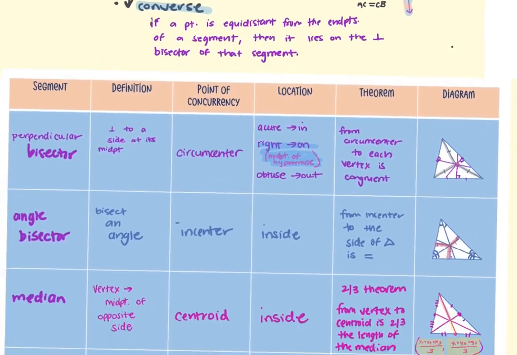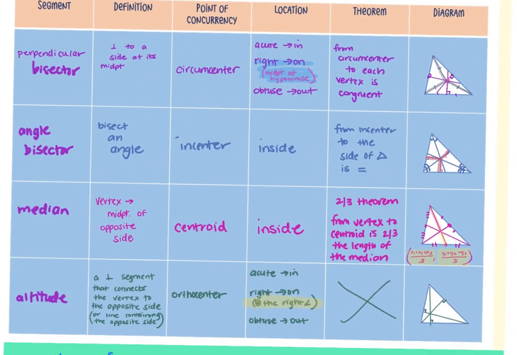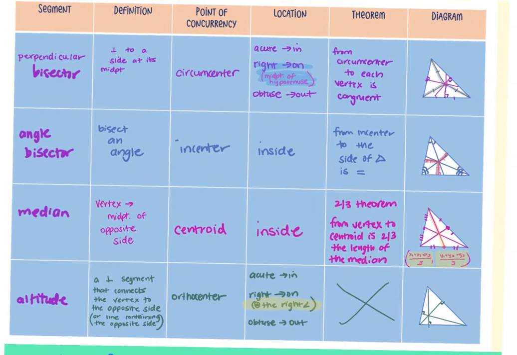Then came this guy, which we filled out, I think, twice, which is all 4 of your special segments in a triangle: the perpendicular bisector, the angle bisector, the median, and the altitude. You would need to know what they are. By definition, the perpendicular bisector is perpendicular to the side at the midpoint. The angle bisector bisects the angle. The median goes from the vertex to the midpoint of the opposite side, and the altitude is a perpendicular segment that connects the vertex to the opposite side, or the line containing the opposite side.